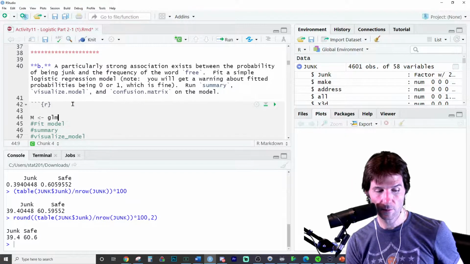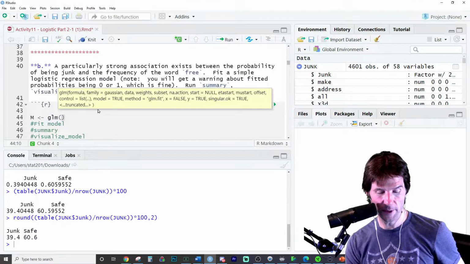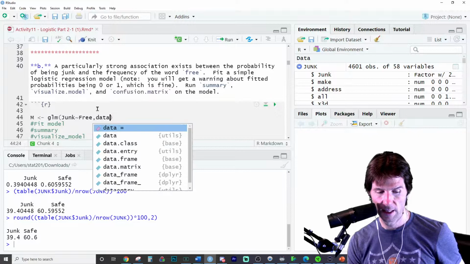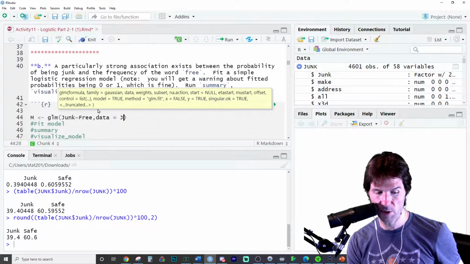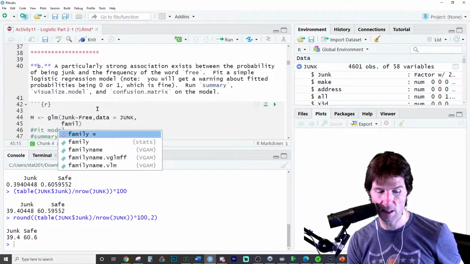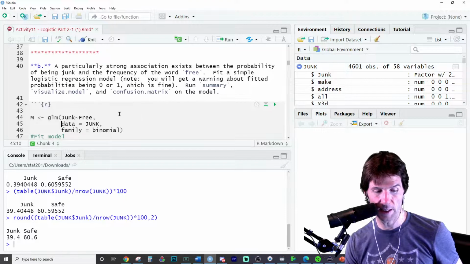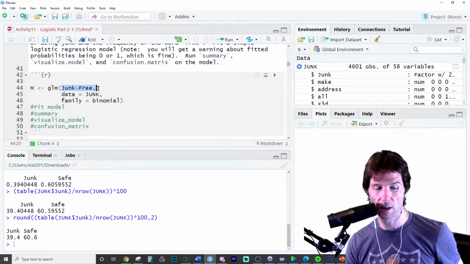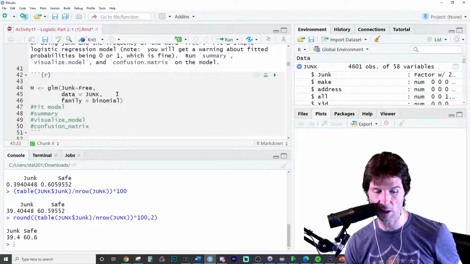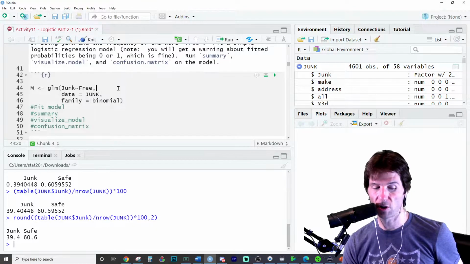Okay. So we want to predict if an email is junk from the word free, the frequency of it, data equals, and usually, and we see this especially with the take home, people forget family equals binomial. Now I like to hit enter right here just to get another space in my code. Here's the formula, y tilde x, data equals, and then you can hit enter to just read through and get things on separate lines, and the function should run.